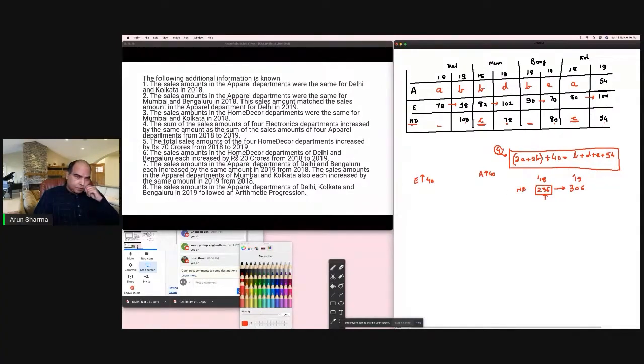Clue 5 का यूजेज यहाँ पे आ गया. Clue 6: the sales amount in the home decor department of Delhi and Bengaluru each increased by 20 crores from 2018 to 2019. Now this is an easy clue. What it's saying is that the sales amount in the home decor department of Delhi and Bengaluru each increased by 20 crores from 18 to 19. So this means that this is 80. It also means that this is 60.